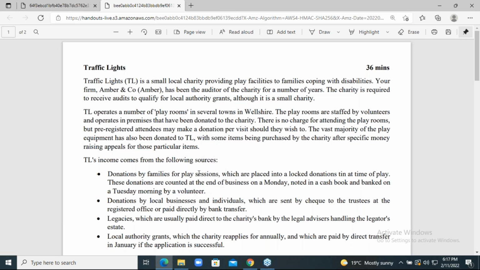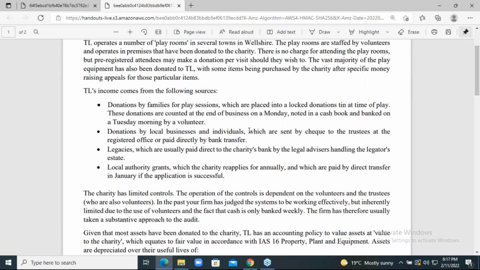Okay, so you will move along with the data. The way the data is moving, you will move accordingly. Now, donations for families, you have written the procedures from the data. Now let's move to donations by local business, which are sent by check to trustees at a registered office and paid directly by bank transfer. Now this is the data.